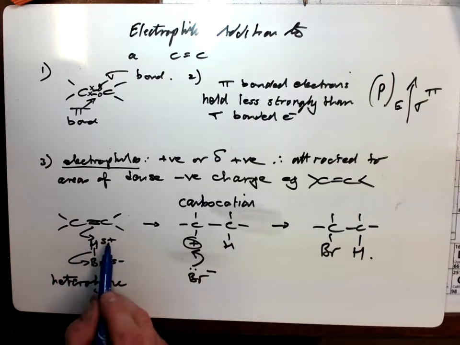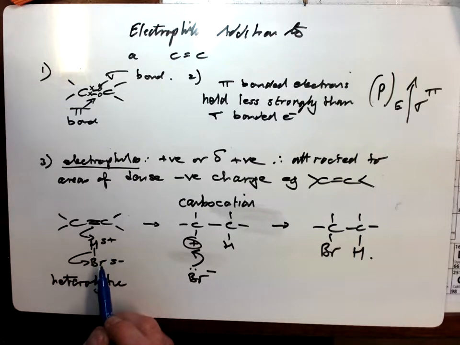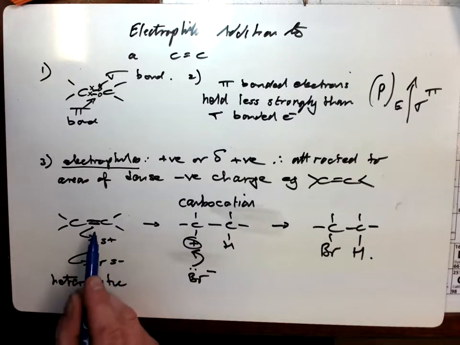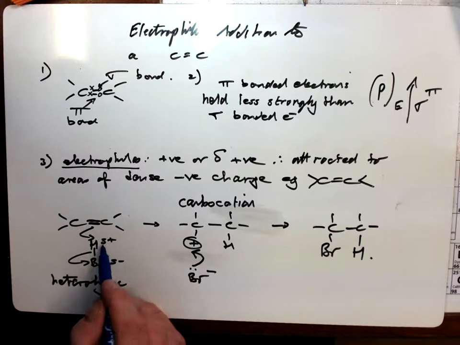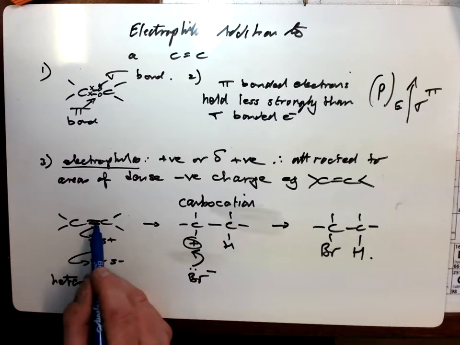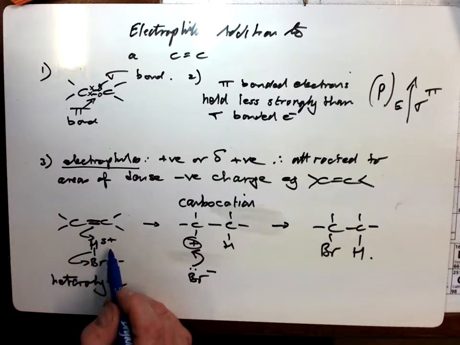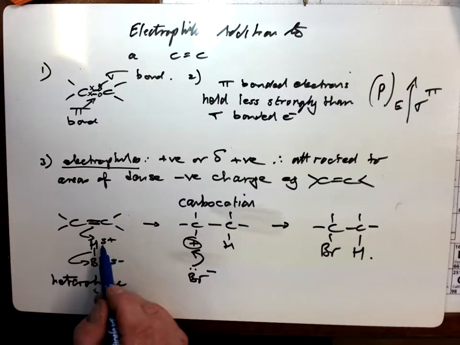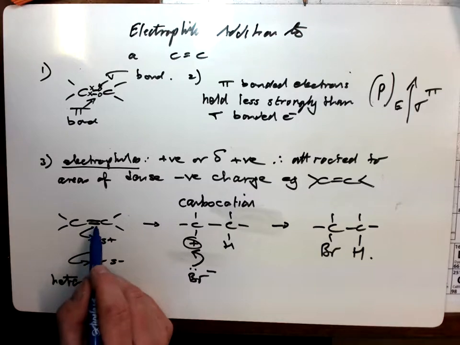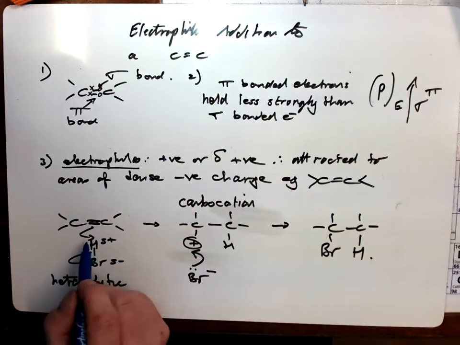My hydrogen bromide here arrives, and because bromine is much more electronegative than hydrogen, it arrives as a polar molecule with a delta positive and delta negative end. Other molecules might get a dipole induced on them as they approach this area of negativity, but this one arrives with a delta positive charge on it. Okay, now that attracts the electrons, specifically the pi bonded electrons, towards it.